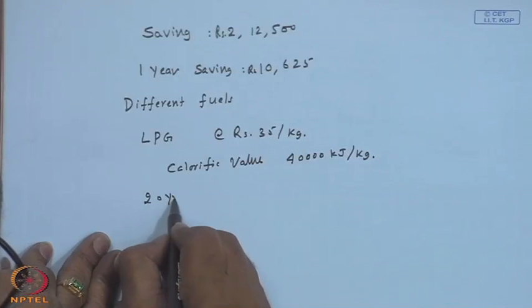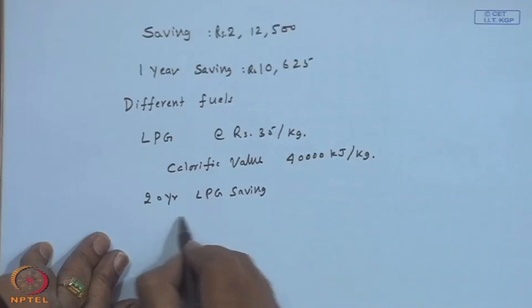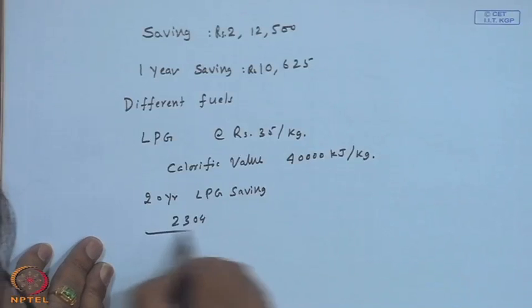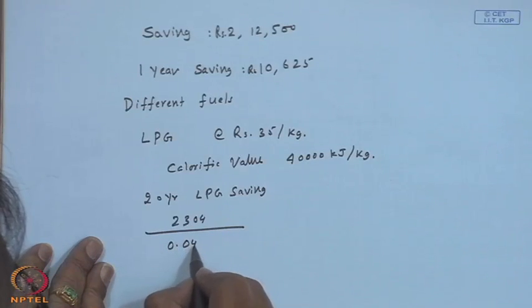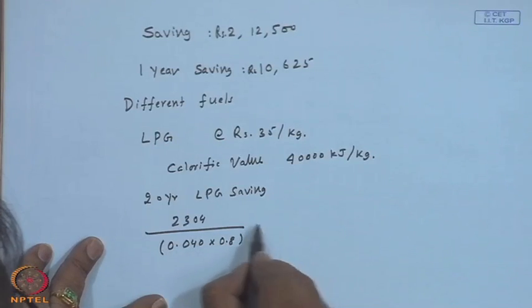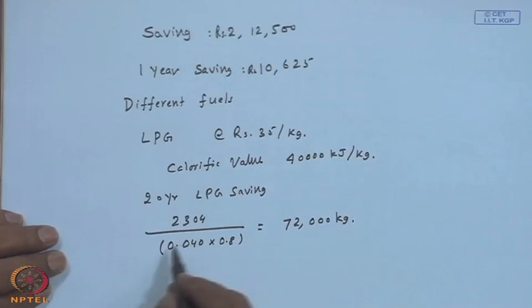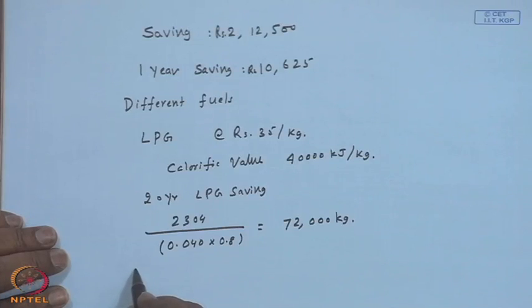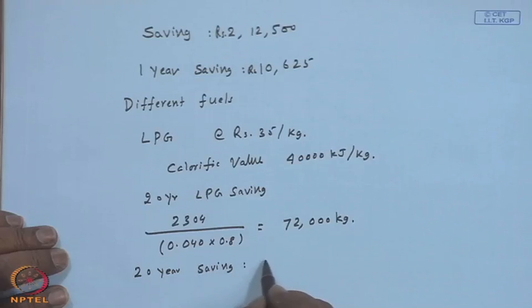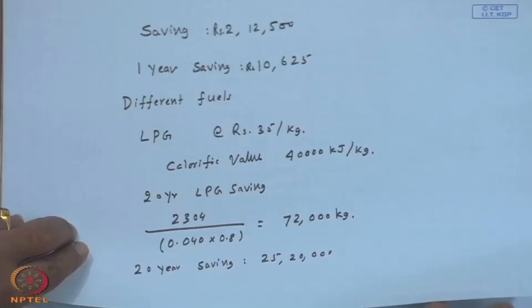So, the 20-year LPG saving will be 2304 by 0.040 gigajoules times 0.8. I am assuming the same efficiency. That comes to 72,000 kg. So, this comes to a 20-year saving of 25 lakhs 20,000. This seems a little unbelievable, but it is true. You can also check the calculation.